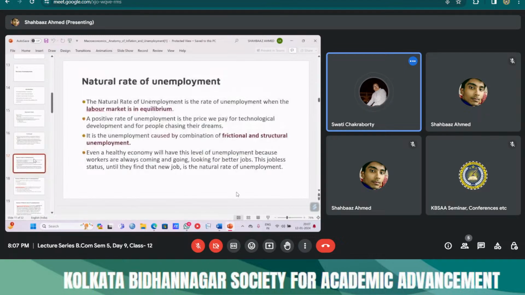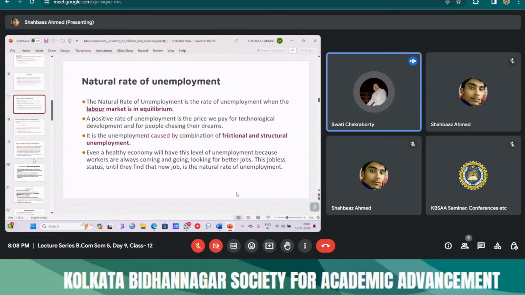Okay, next we come across the natural rate of unemployment. So what is the natural rate of unemployment? It's the rate of unemployment when the labor market is in equilibrium. Even when the labor market is in equilibrium, there will be a rate of unemployment. There will be certain people who are unemployed at the equilibrium situation. That's called the natural rate of unemployment.